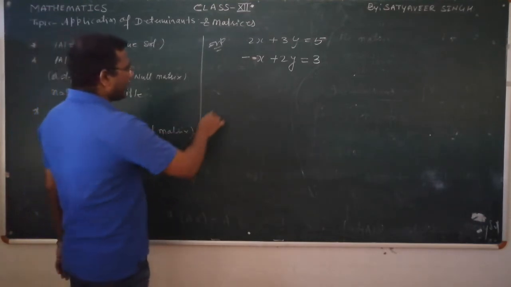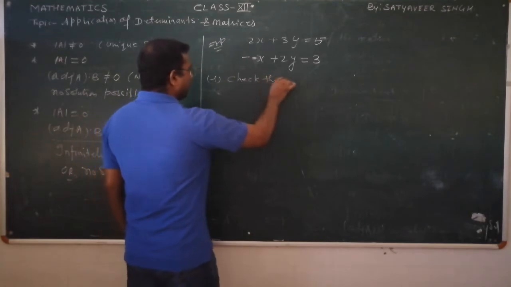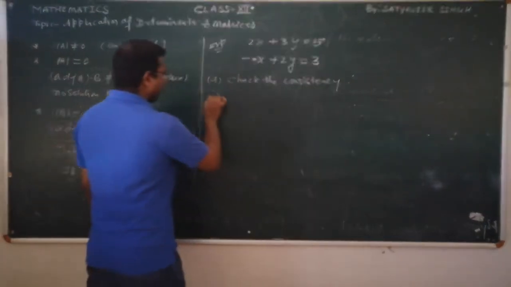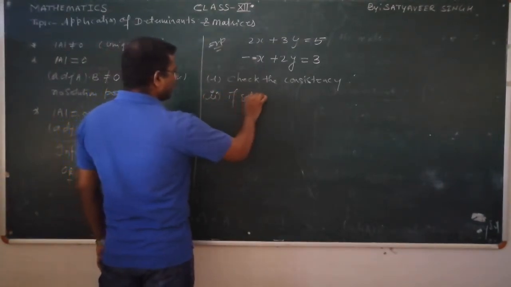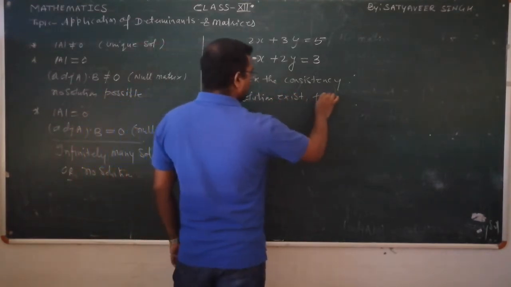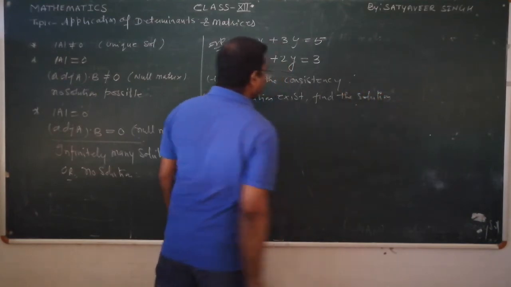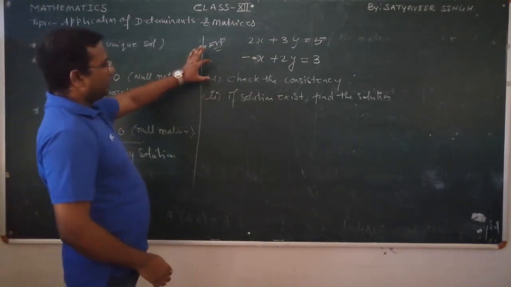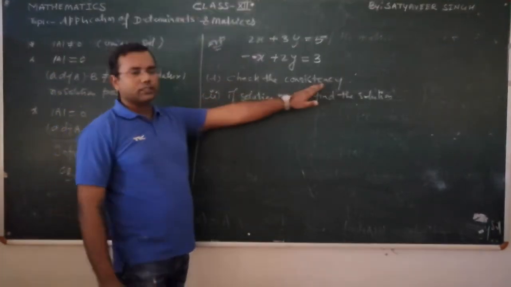The question comes in two categories. Number one, check the consistency. Number two, if a solution exists, find the solution. So student, these are the two categories in which the question comes. If it is asked for fewer marks, then maybe it will ask just to check the consistency.